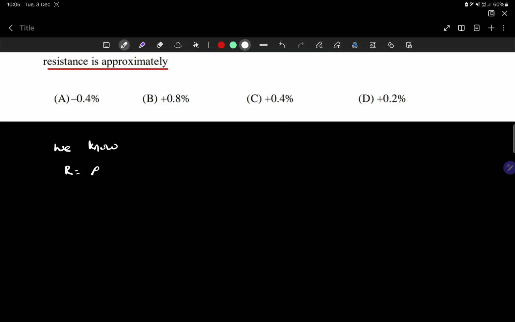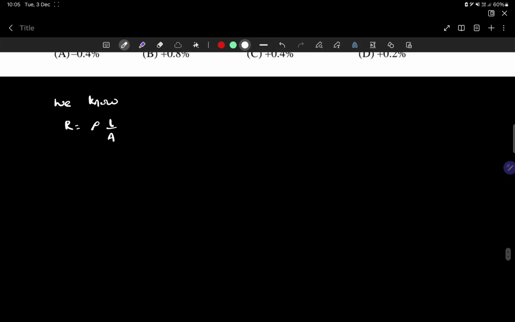R is equal to rho L by A. So upon stretching or bending, the volume of the wire is constant. Okay, we can apply the volume conservation concept. As the percentage change in radius is given, what we have to do, I can write it like this: rho into L by A, into, I can multiply A on the numerator and also A on the denominator.